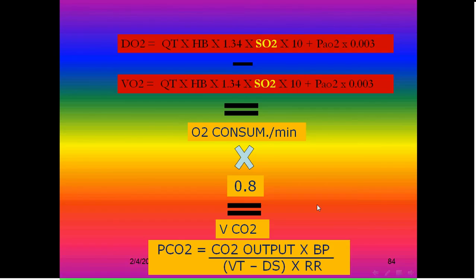Here is another important point. This is the oxygen delivery, taking the cardiac output, oxygen delivery, and the venous oxygen content. This will give you the oxygen consumption. You multiply it by the respiratory quotient of 0.8. So this will give you the carbon dioxide output per minute. So if you have the carbon dioxide output and the partial pressure of carbon dioxide, you can know the alveolar tidal volume.